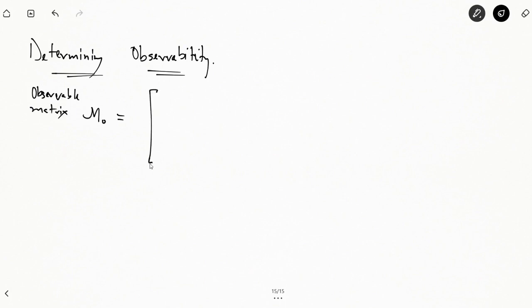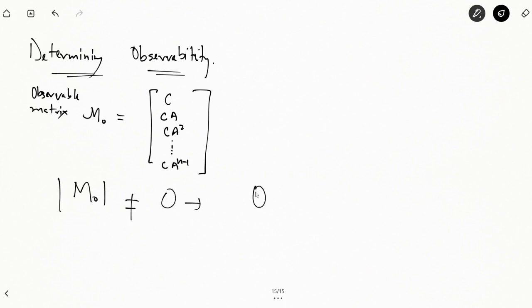For finding out observability, you define an observability matrix, which will be given by C, CA, CA squared, up to C A raised to the power n minus 1, where n is the order of the A matrix. Again, if the determinant of M naught is not equal to 0, then the system is observable. If the determinant of M naught is equal to 0, the system does not have full rank and it is unobservable.